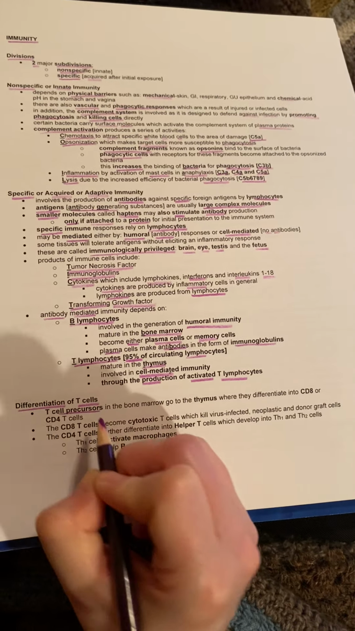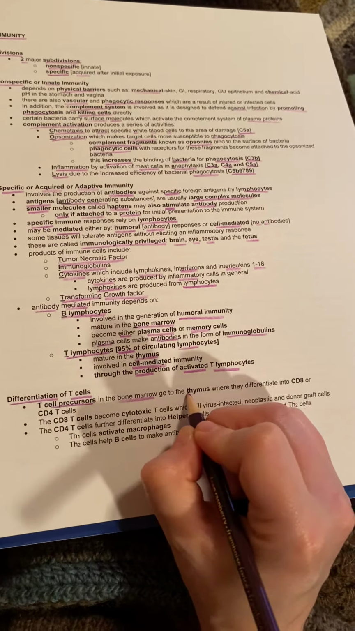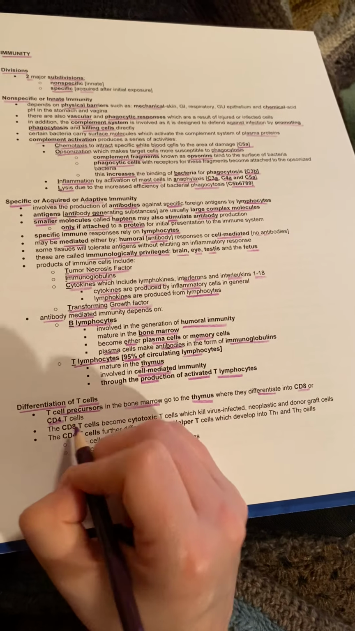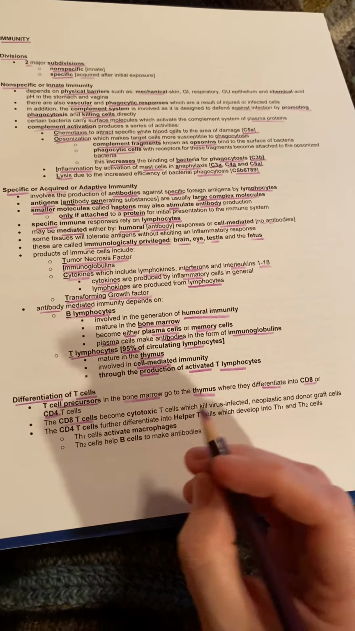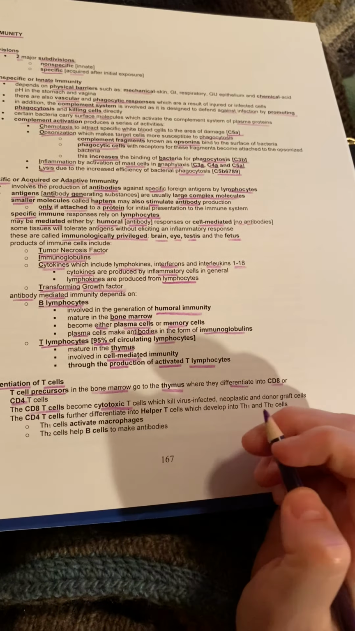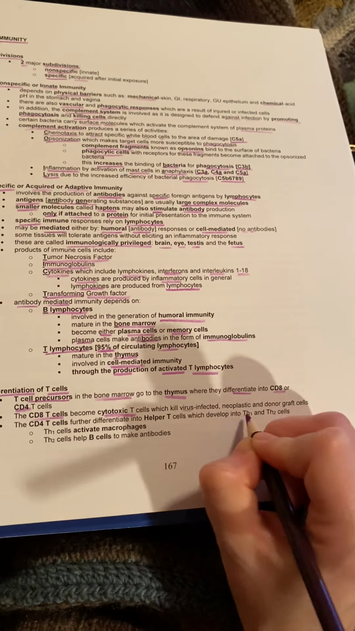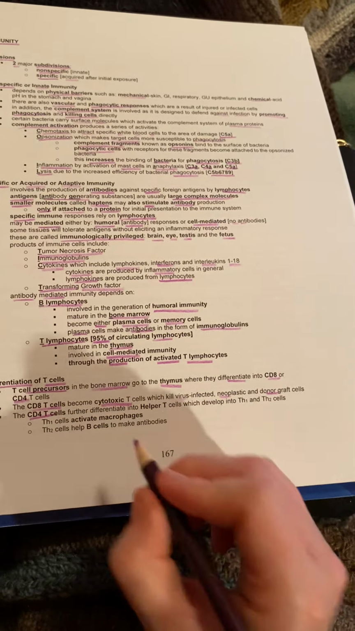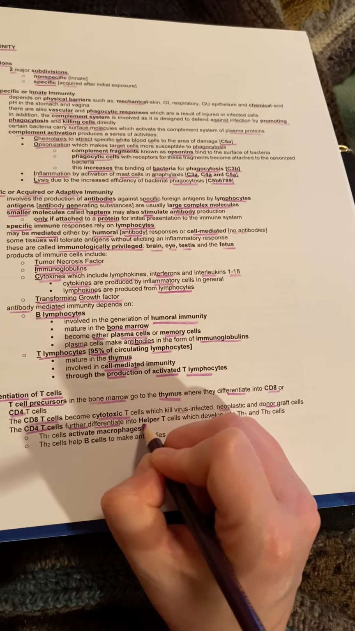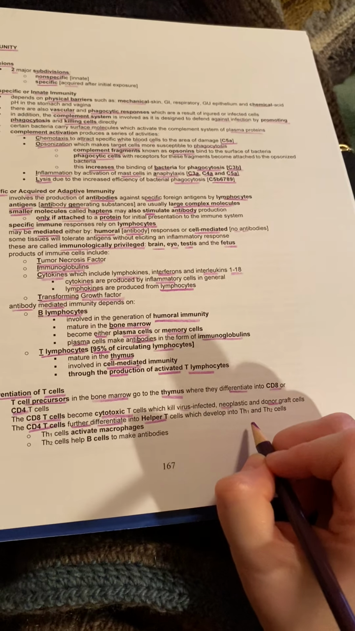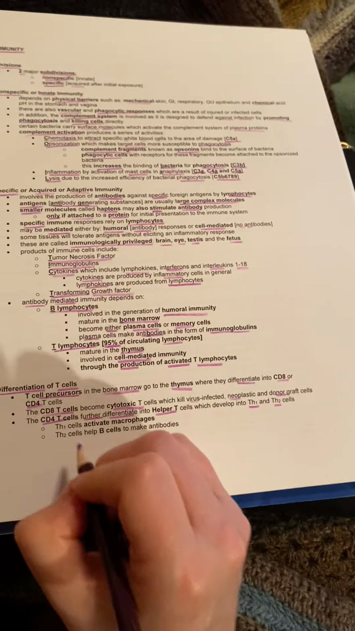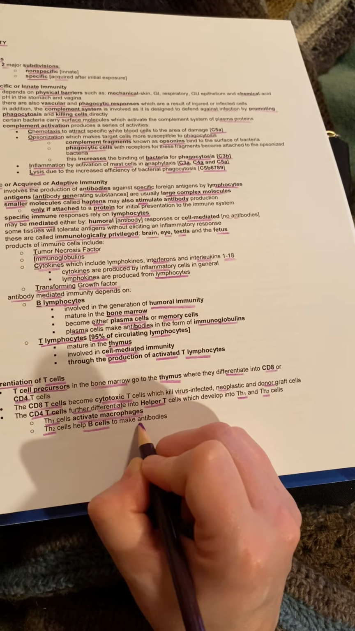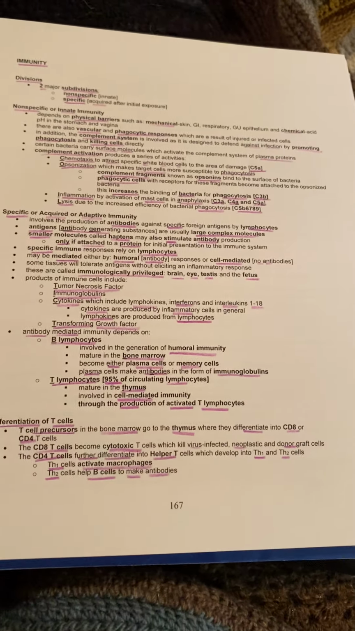Differentiation of T cells. T cell precursors in the bone marrow go to the thymus, where they differentiate into CD8 or CD4 T cells. CD8 T cells become cytotoxic, which kill virus-infected, neoplastic, and donor graft cells. CD4 T cells further differentiate into helper T cells, which develop into Th1 and Th2 cells. Th1 activate macrophages. Th2 help B cells to make antibodies. Alright, I think we'll leave this video at that.